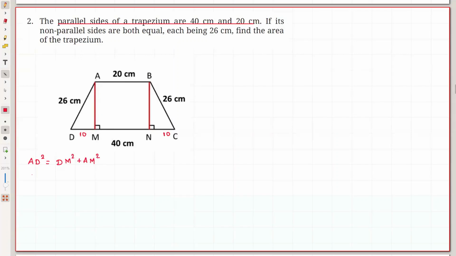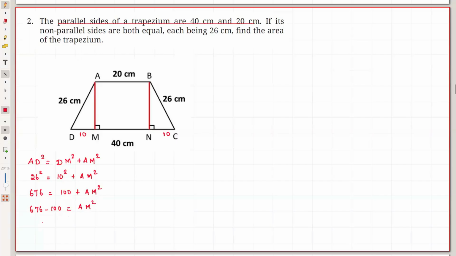AD square is given. 26 square is equal to 10 square plus AM square. So 26 square is 676. 676 is equal to 10 square, 100, plus AM square. Now just take 100 to this side: 676 minus 100 is equal to AM square.